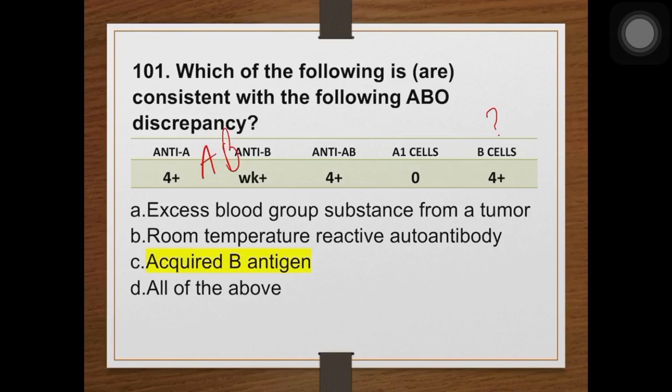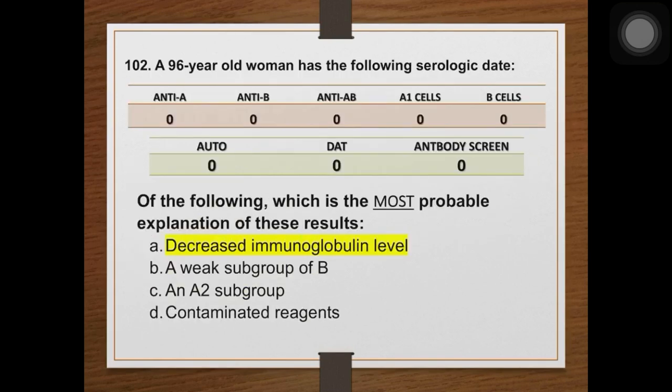So, sino po ito? Ito po yung true group A na merong acquired B phenomenon. True group A, kaya po meron siyang anti-B sa kanyang serum. Correct answer 101, letter C. Number 102.